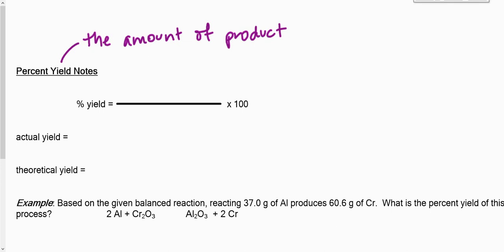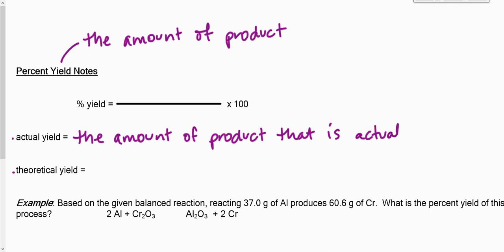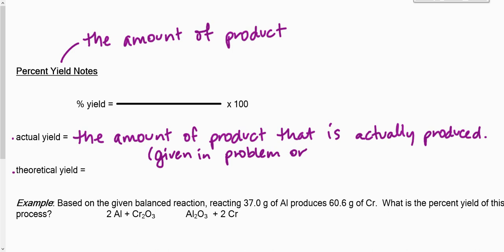So related to this, we need to make sure we understand two different types of yields, actual and theoretical. So actual is the amount of product that is actually produced in a reaction. So to get this value, you're either going to be given this in a problem, or you're going to actually do the lab and measure your product. So measure your amount.